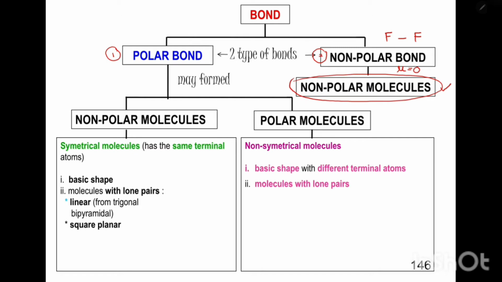So how about polar bond? Polar bond may form two types of molecule. Number one is non-polar molecule, and number two is polar molecule. To identify the polarity of a molecule here, we need to identify the symmetry of a molecule. Is a molecule symmetrical or non-symmetrical? So how to identify the symmetry of a molecule?